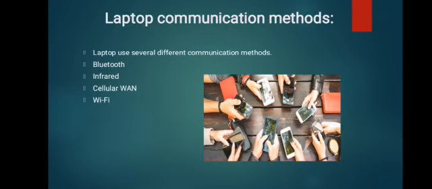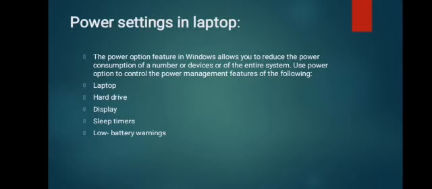Laptop communication methods. There are several methods to communicate with each other through laptops. The basic and most important methods are Wi-Fi and Bluetooth. Power settings in laptops. There are many features in laptops. Power settings means there is an option in laptops for power management features: laptop hard drive, display, sleeping timer, and low battery warning.